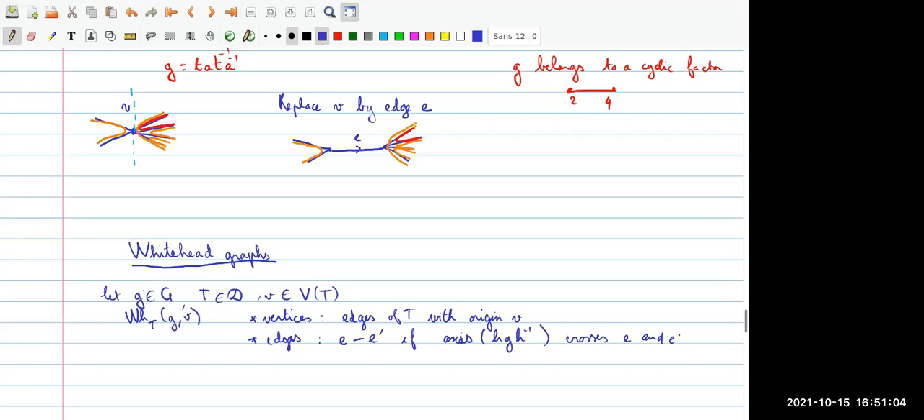So let's see an example. We have an example nearly ready above. At vertex V here, I can construct a Whitehead graph. It has 6 vertices, 2 on the left and 4 on the right. And I can link the edges which are crossed by one axis. So these ones, and I obtain this graph. And you can see that it's disconnected. And this is the property that we use to expand the tree.